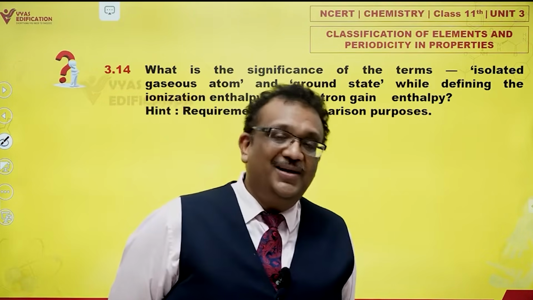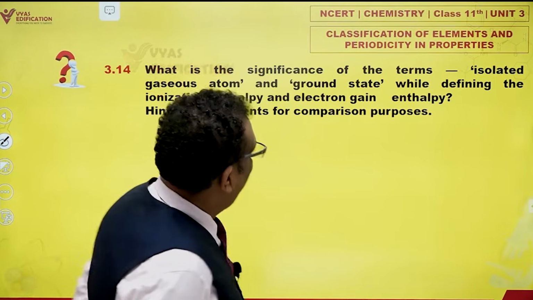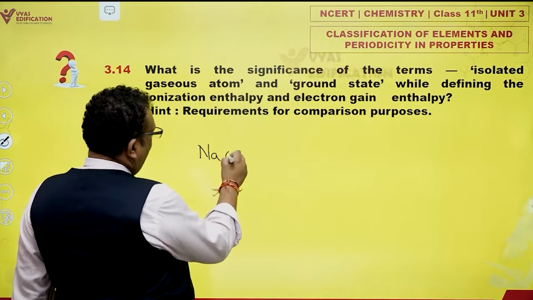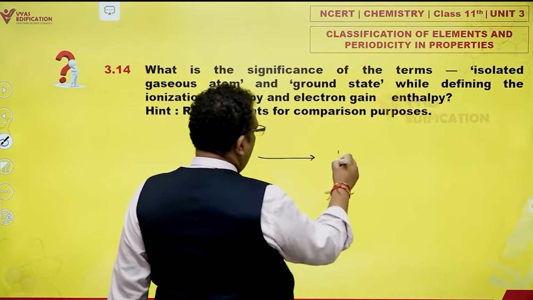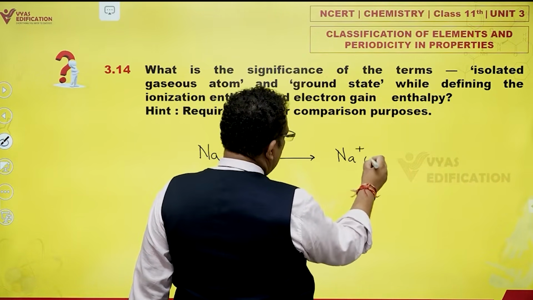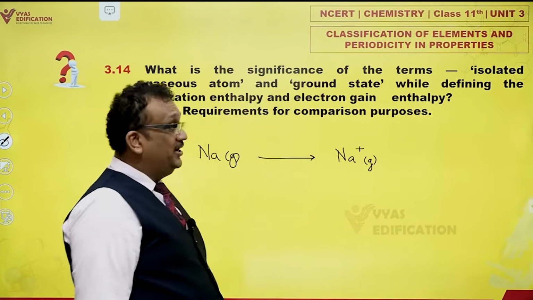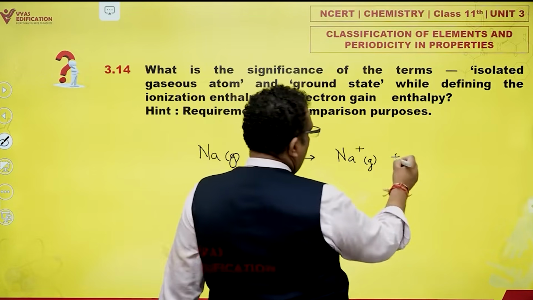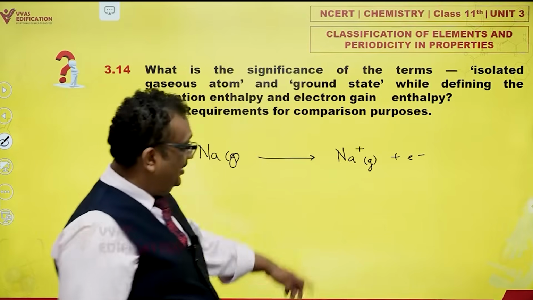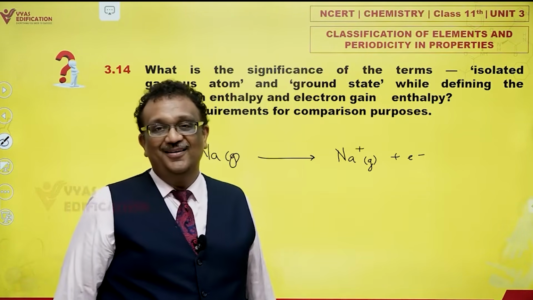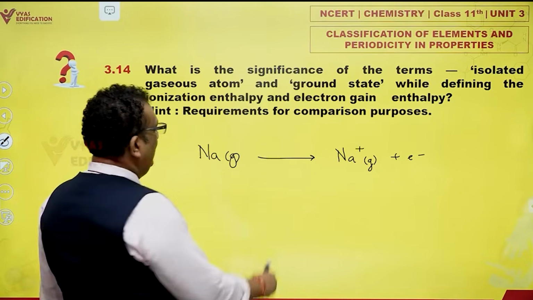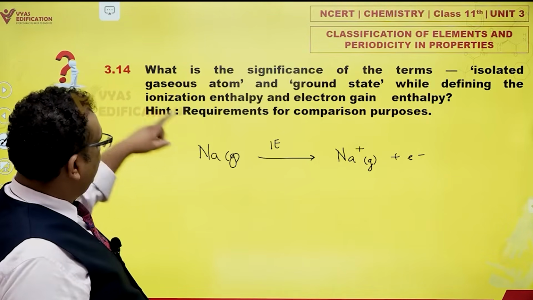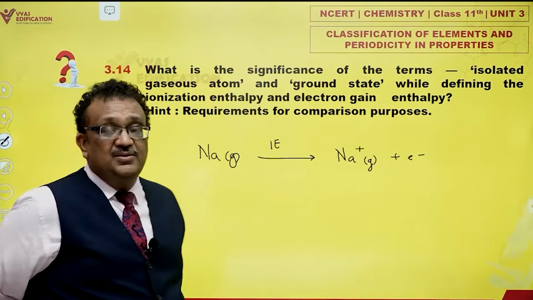First of all, what is ionization energy? It is the minimum energy required to remove the most loosely bound electron from an isolated gaseous atom in its ground state to form an isolated gaseous ion in its ground state. So this energy is called ionization energy. Now they are asking, what is the significance of the term isolated gaseous atom?